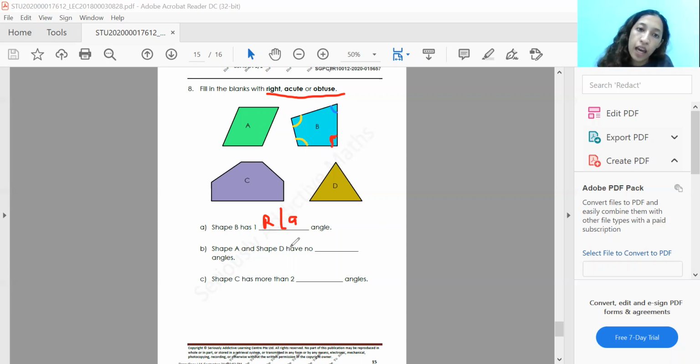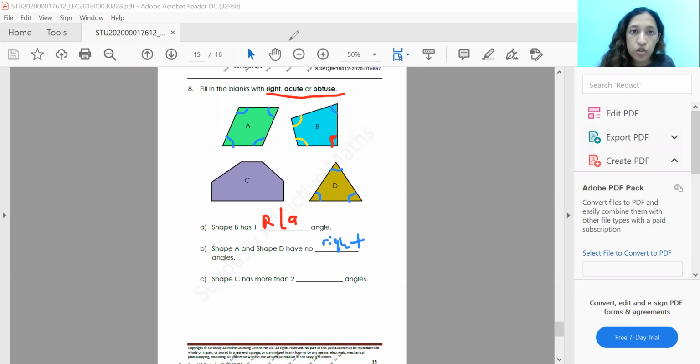Okay, so shape A and shape D have no wide angles. So let us see shape A and shape D. If we were to identify them, this is not a right angle. Okay, here. As you can see, they do not form any right angles, right? So shape A and shape D do not have any right angles.